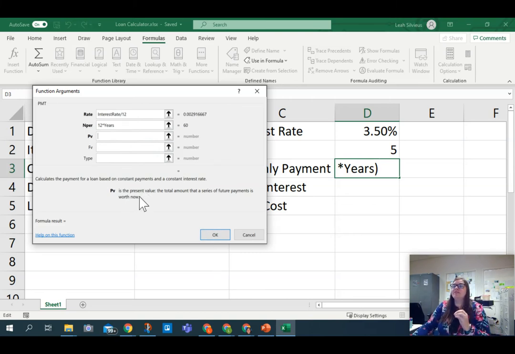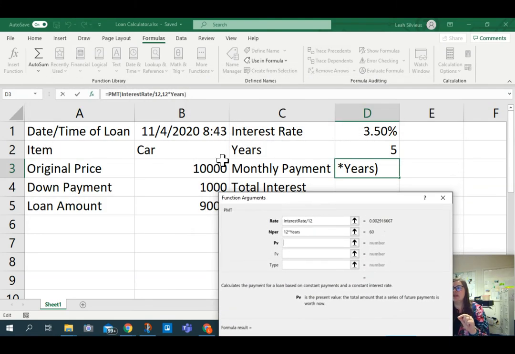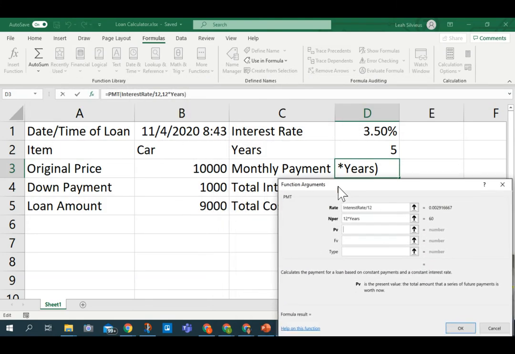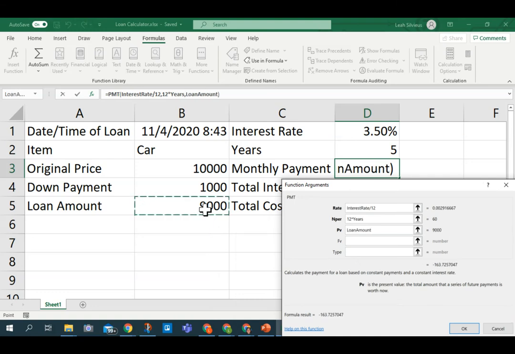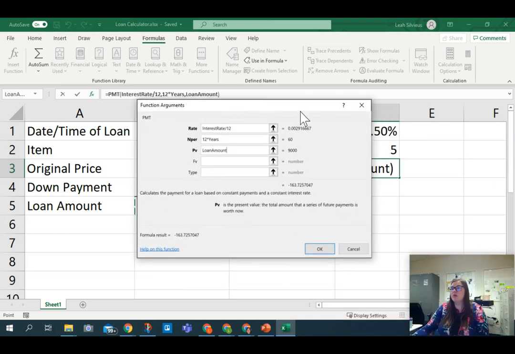Present value is the total amount that a series of future payments is worth now. How much is your loan worth? What's it currently worth at this point in time, when we're about to get this loan? Well, it's worth 9 grand, because I'm going to have 9 grand be my loan that I'm paying back over time. So that's how much it's worth. And you can see that I take my interest rate, divide it by 12 for the number of months in the year, take my number of years and multiply it by 12 to figure out how many times I'm going to pay this. So I'm going to pay it 60 times.